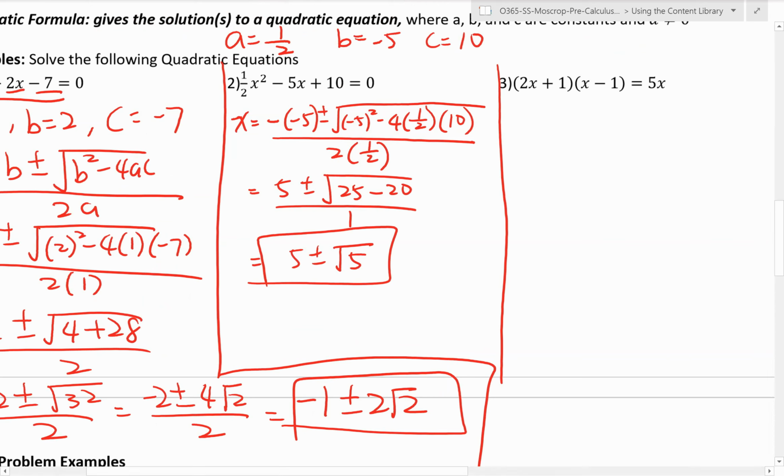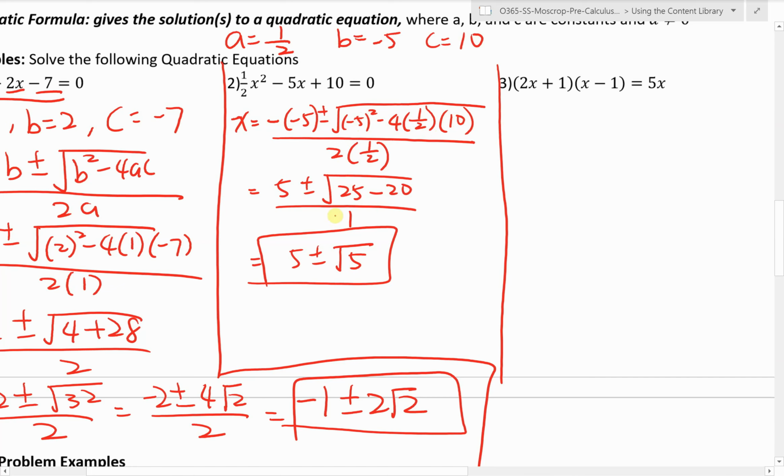Negative of -5 is positive 5, plus minus the square root of b squared, -5 squared is positive 25, minus 4ac, so 4 is 4, a is 1/2, and c is 10. Multiply them together, you get 20. Divided by 2a, so 2 times 1/2 is 1.